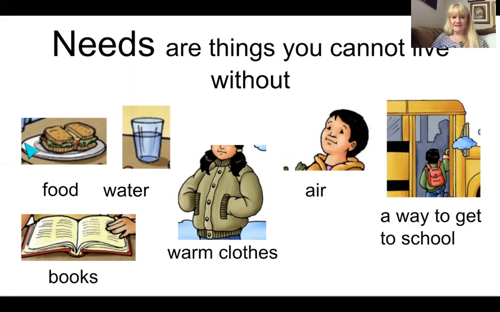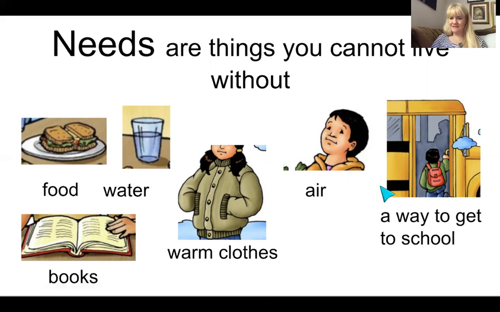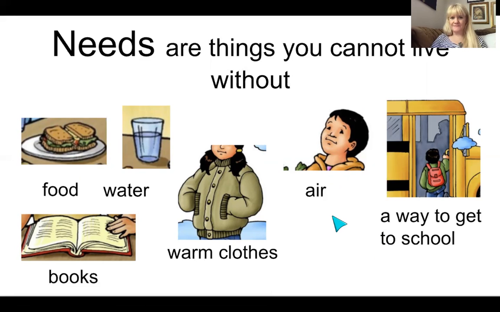In the book, it said that food is a need. We have to have food. Water is a need. We have to have water. Warm clothes, a warm coat is a need. We have to have a warm coat if we live somewhere cold. Books are a need. Air is a need. And we need a way to get to school. So those are all needs, things that we have to have.